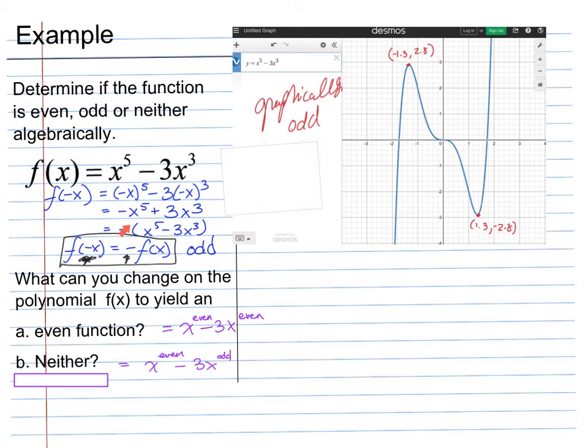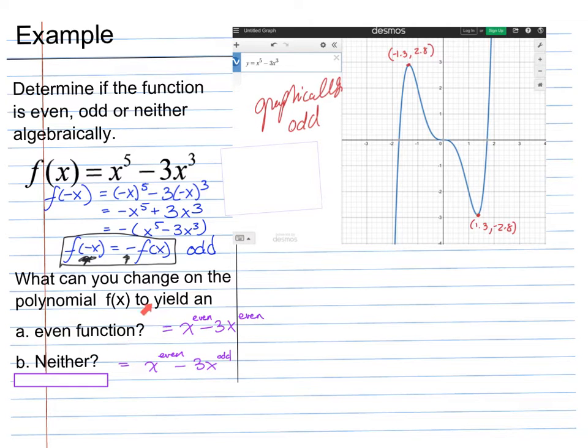So if you look at the previous step, before we factor out our negative, the signs changed between the x to the fifth and negative x to the fifth. Now, originally we had negative 3x cubed, and then it became positive 3x cubed. If each term changes sign, that means we can factor something out and we'll get our original function, which is this one, times a negative.